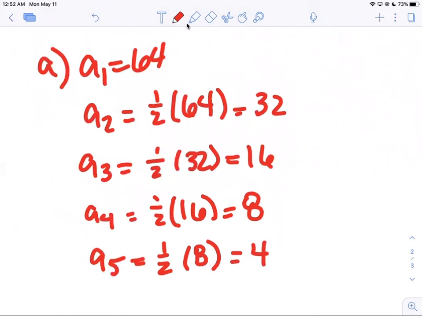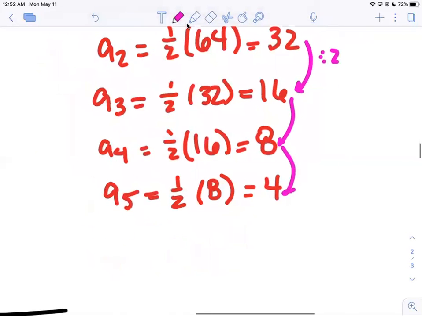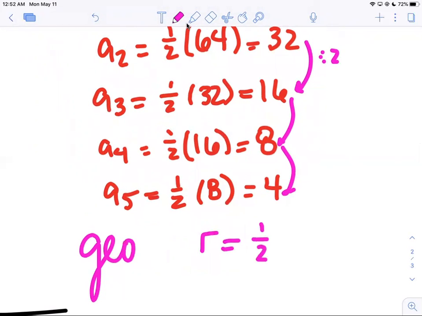Is this arithmetic or geometric? Am I adding and subtracting or dividing and multiplying? We are dividing. Divide by 2, divide by 2. So that means it's geometric, and it means that my r is equal to not divide by 2, but times 1/2. This is the way we write it, times 1/2.